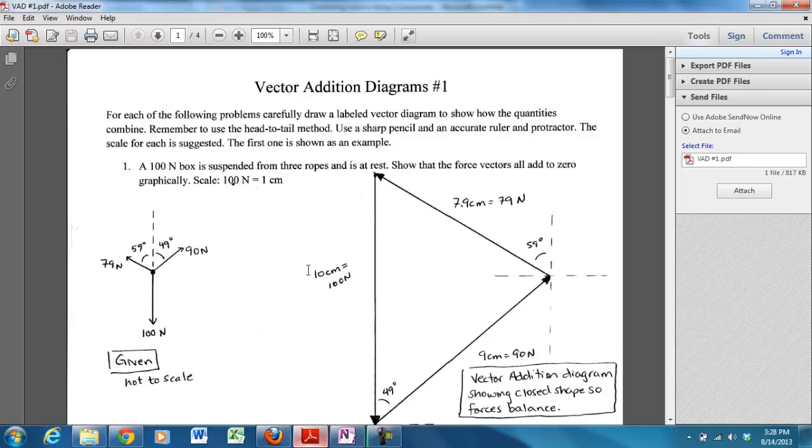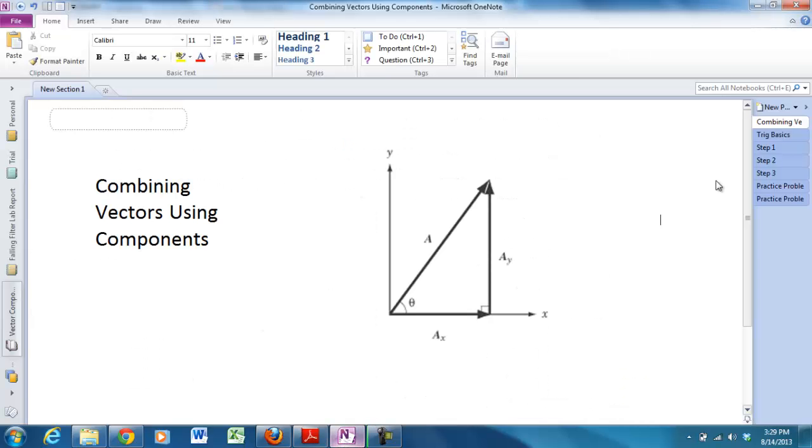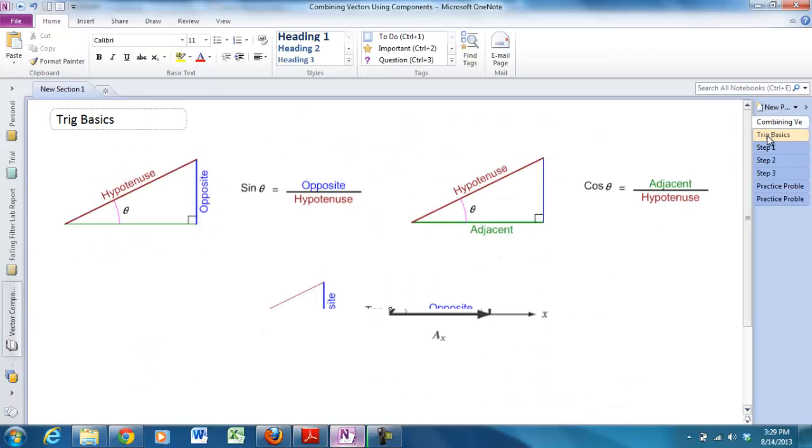And we showed that if you create a graphical picture here, drawing the vectors to scale and using the correct angles, you'll see using the head to tail method that the vectors all come back around to create a closed figure, which indicates that the vectors all add up to 0. We'd like to see in this video how to do that analytically without having to draw the diagram. And we need to start with a little basic trigonometry.